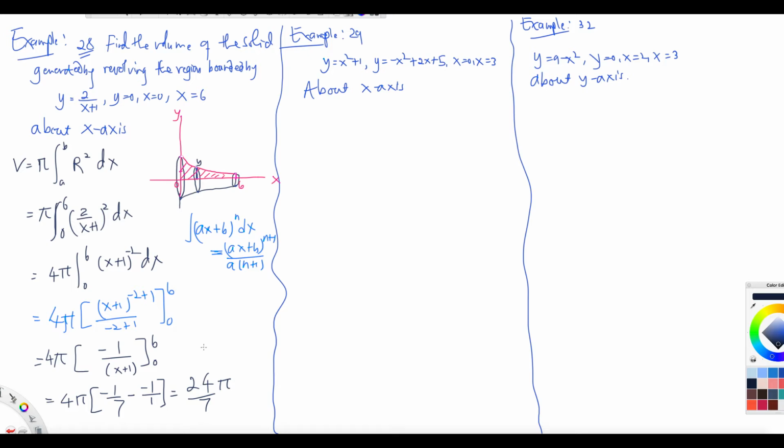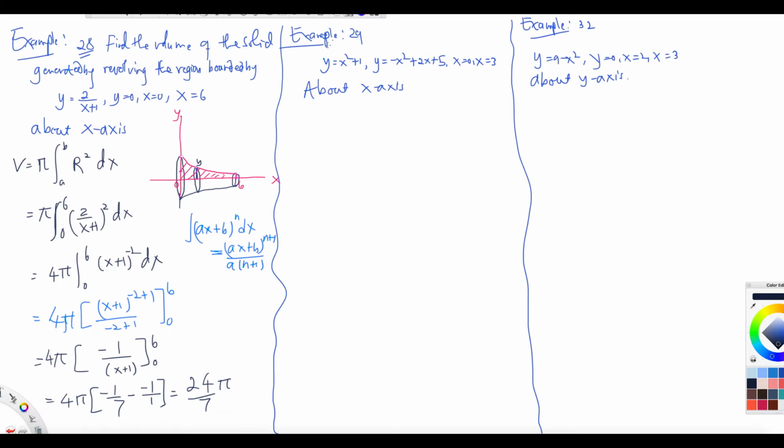Okay guys, we are basically doing the same thing, because in this problem you are rotating about the x-axis. We didn't have any problem finding the radius. Here the radius is changing all the way from the left end to the right end. That's why we write y depending on x. That radius is depending on x.